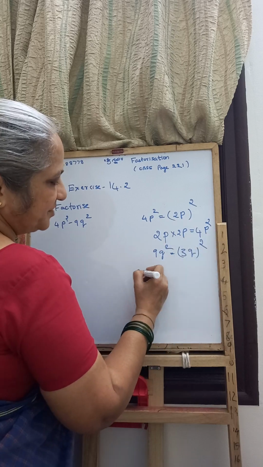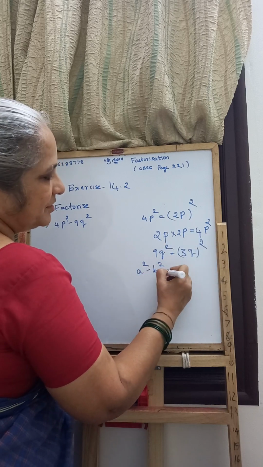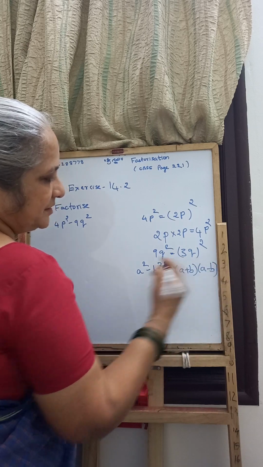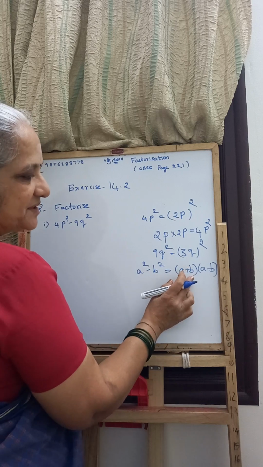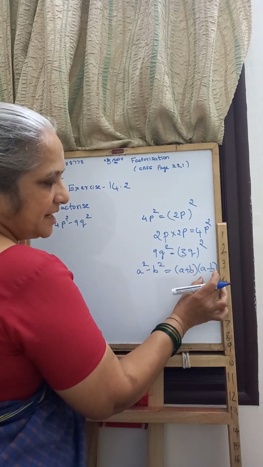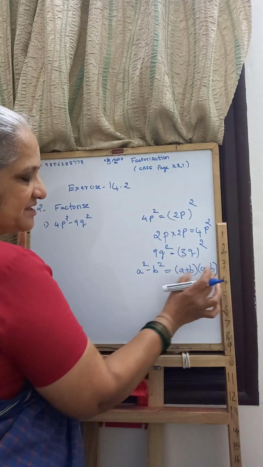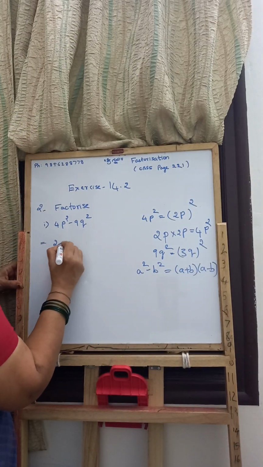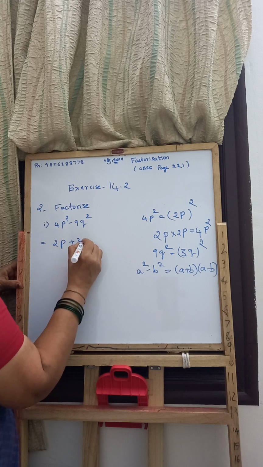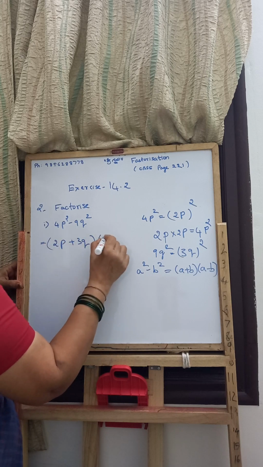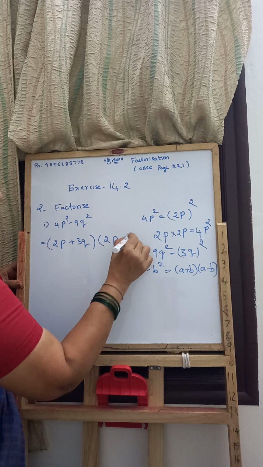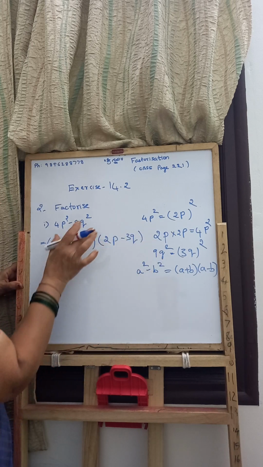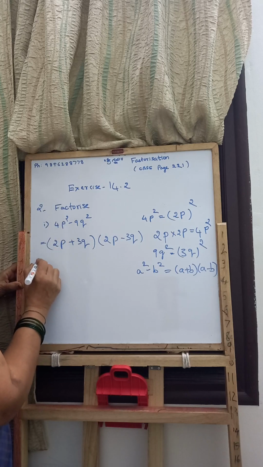Is it not in the form A square minus B square? What are the factors? Do you remember? A square minus B square is equal to (A plus B) in one bracket, in another bracket, (A minus B). This is also an identity. This is equal to (2p plus 3q), (2p minus 3q) in two separate brackets. These are the factors of this given expression.